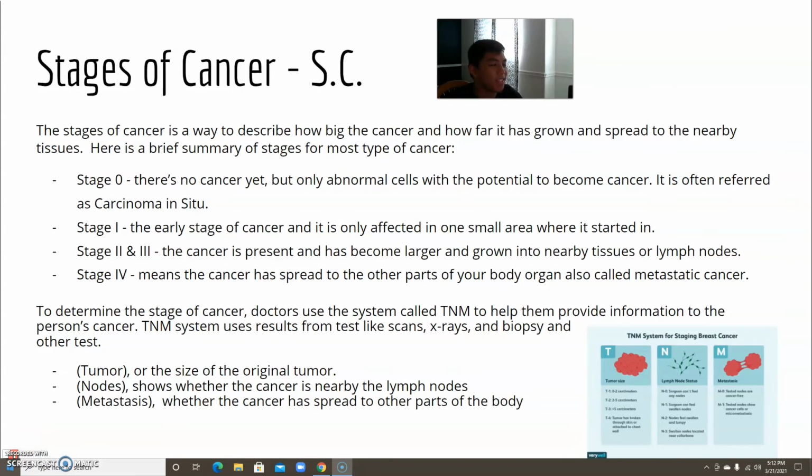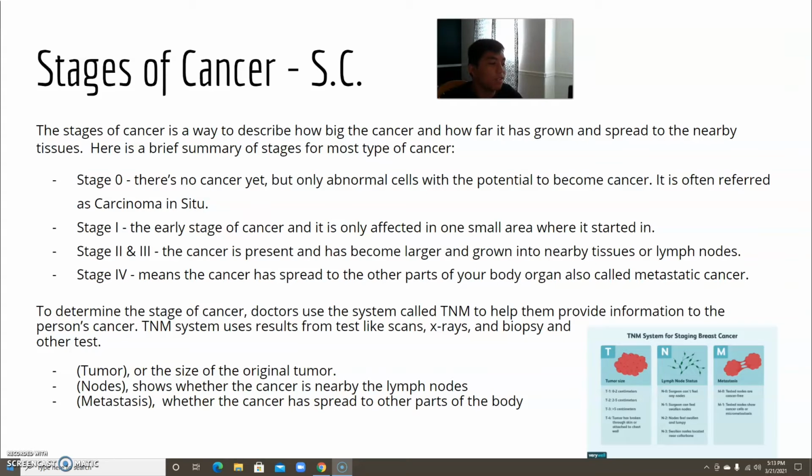The stages of cancer. Staging is a way to describe how big the cancer is, and how far it has grown and spread to the nearby tissues. For most types of cancer, there are 4 stages. There is no cancer at stage 0, but only abnormal cells with the potential to become cancer. It is often referred to as carcinoma in situ.